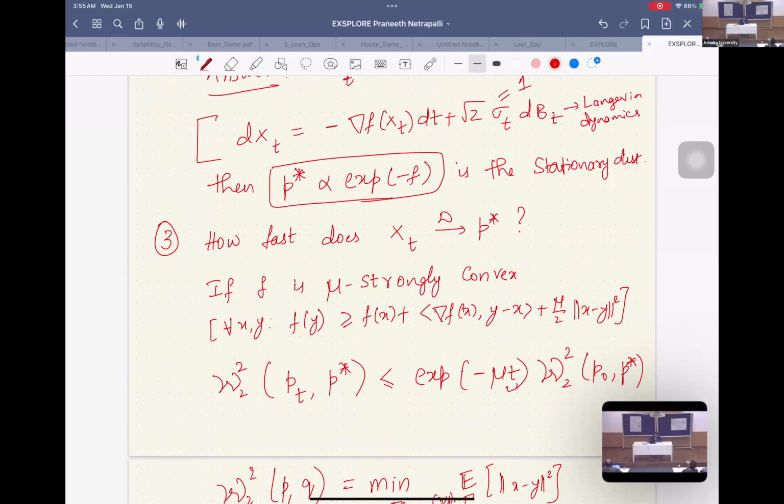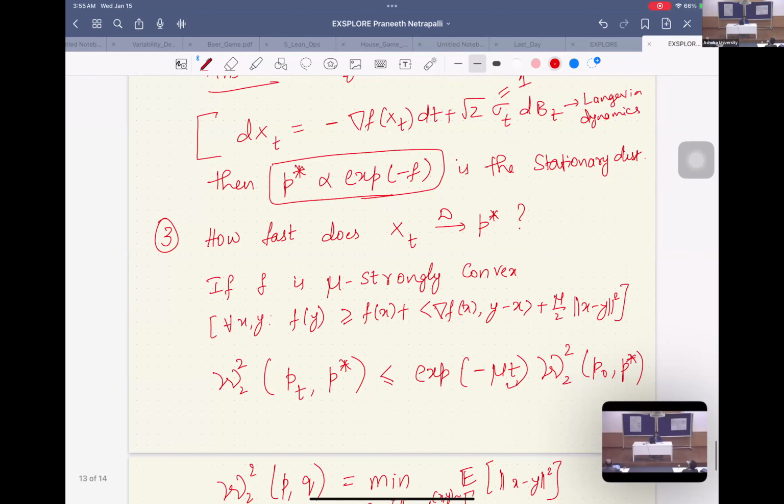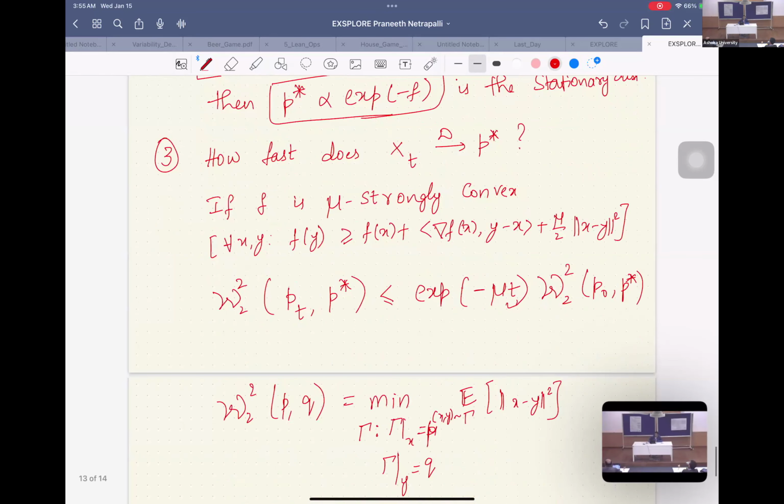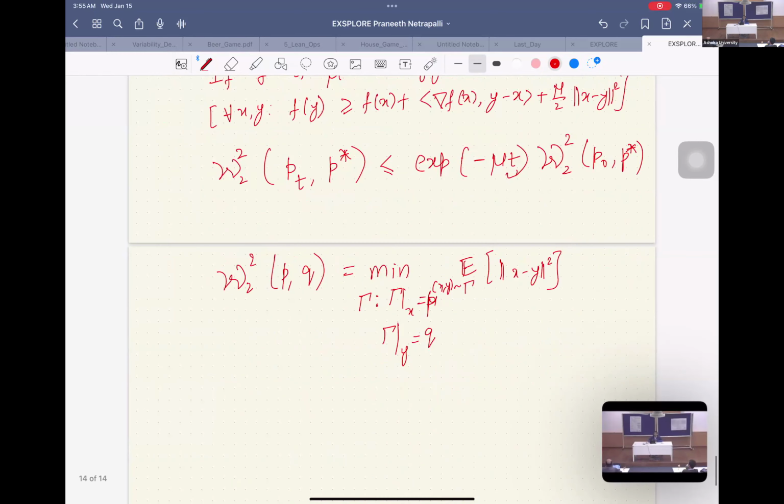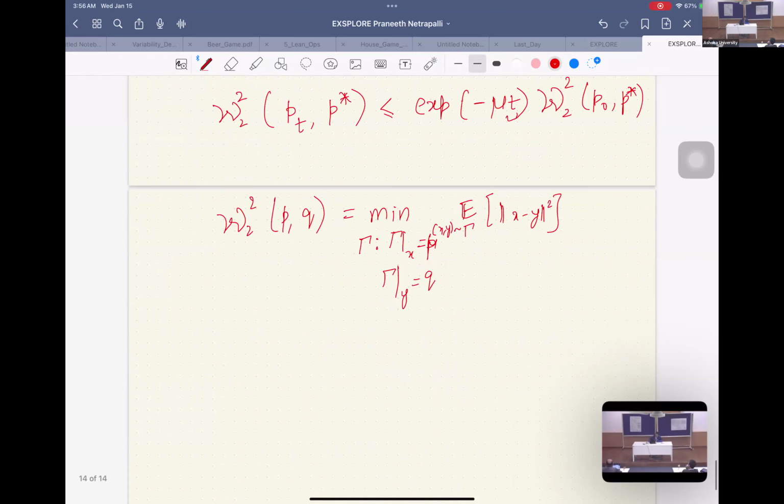So Langevin dynamics converges exponentially fast for strongly log-concave distributions, right? In practice, maybe we are interested in sampling from densities which are not strongly log-concave. So what do we do for that? That's where the reverse diffusion aspect comes in.